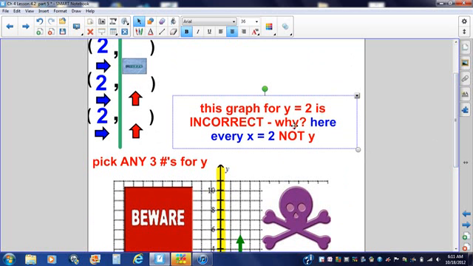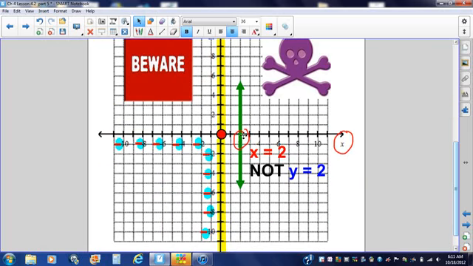Why, do you ask? In this graph, everything is for x equals 2. Well, how is that, Mr. Phillips? Well, here's one way. X, 2. You're crossing the x-axis at 2.